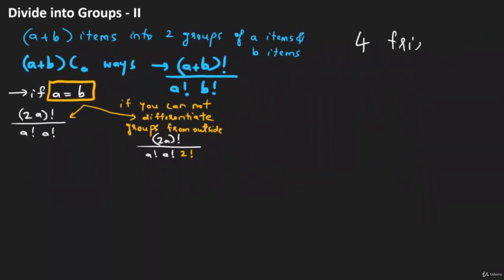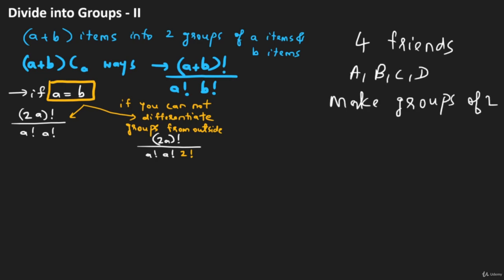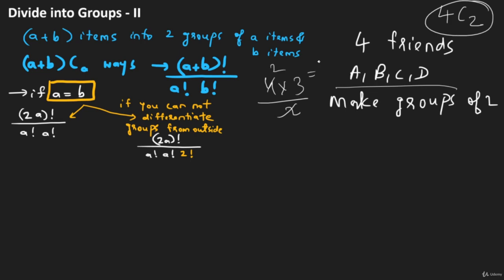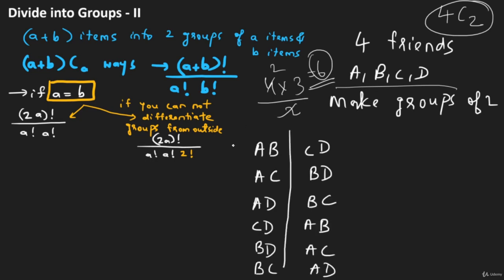Alright, now say you have 4 friends A, B, C and D, and you need to make groups of 2 from these 4 people. Now, what are the different ways in which you can do that? You can do it in 4C2 ways, which is the number of ways in which you can select 2 items out of 4 items. What is 4C2? That's 4 into 3 by 2, which is equal to 6. Alright, let's write the 6 possibilities over here manually. So these are our 6 possibilities, that's 1, 2, 3, 4, 5 and 6.